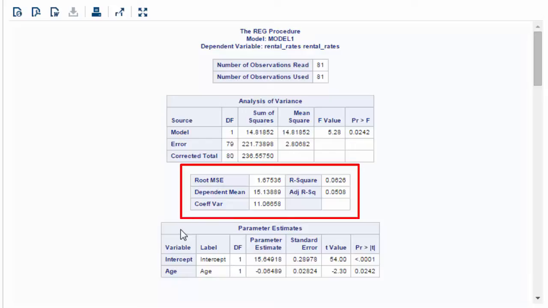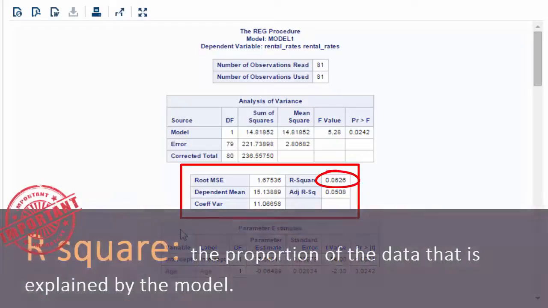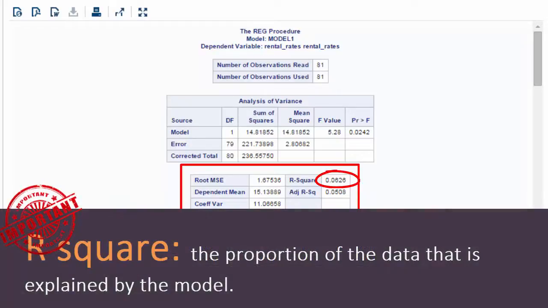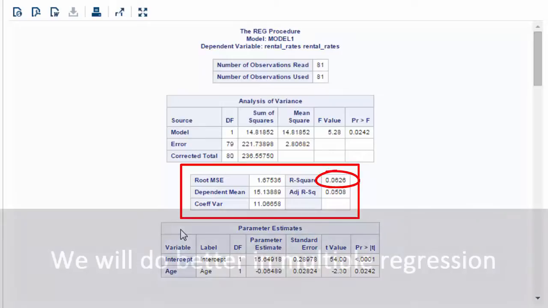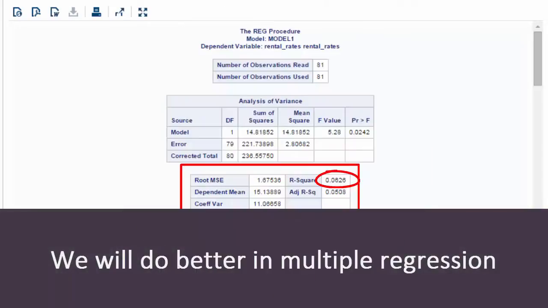We have more descriptions of the model, but the most important one is this guy, the R-square. It is telling how much of the data the model is explaining. Here we got about 0.06, which is approximately 6%. That's not so good, right? We are missing 94% here. But don't worry, this is because we are including only one explanatory variable here. We will do better when it comes to multiple regression.